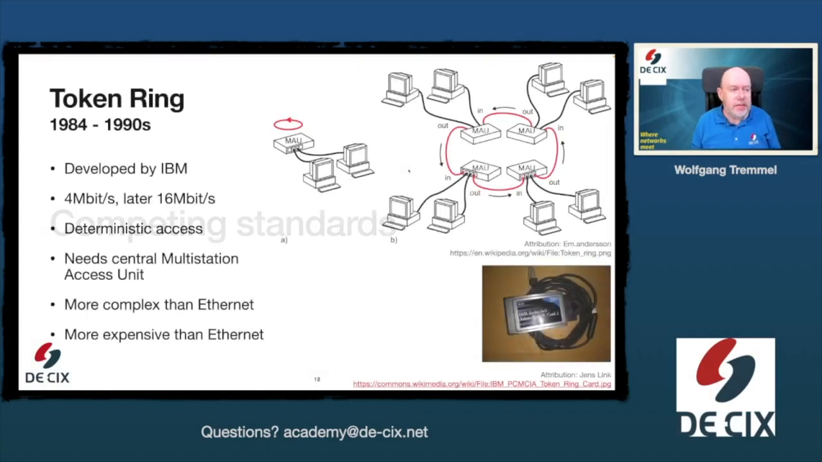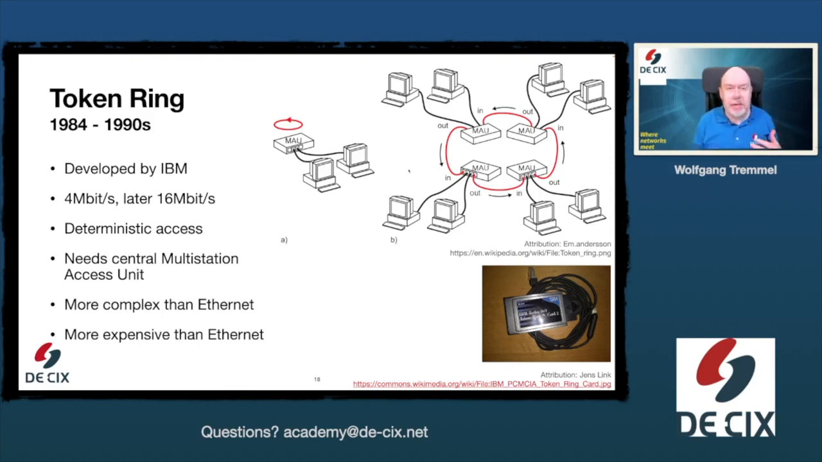There also was Token Ring. Token Ring was invented by IBM, and they had a patent on it, and if you wanted to use it, you had to pay license fees. The speed of Token Ring was first 4 megabit per second and later 16 megabit per second. That sounds less, but Token Ring had what some people saw as an advantage.